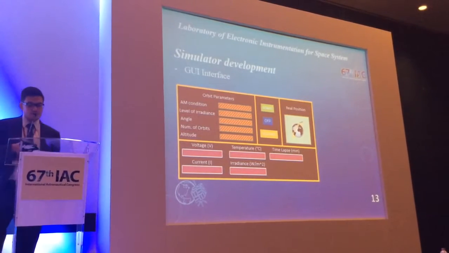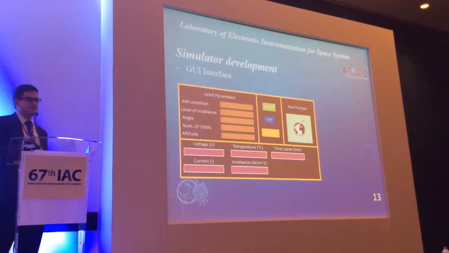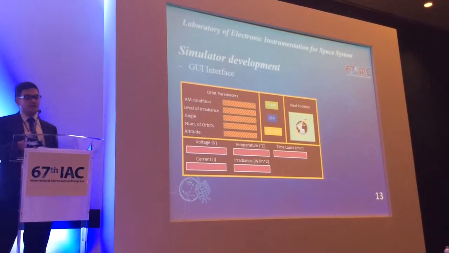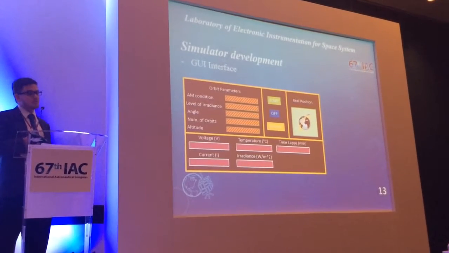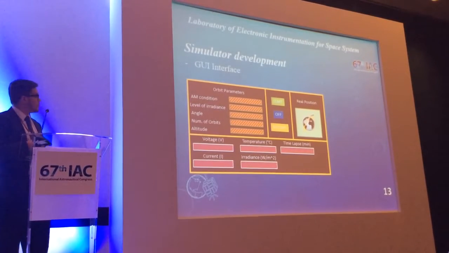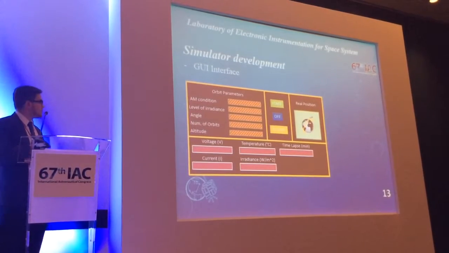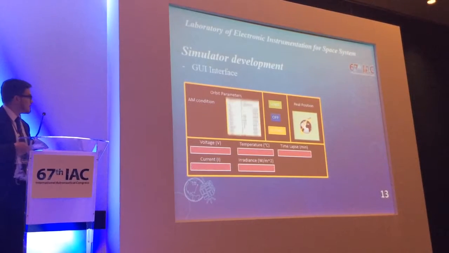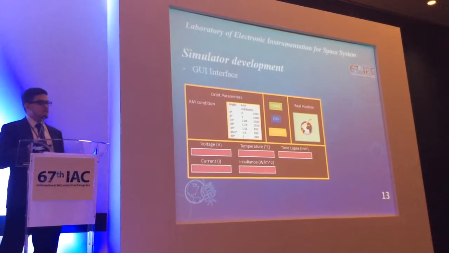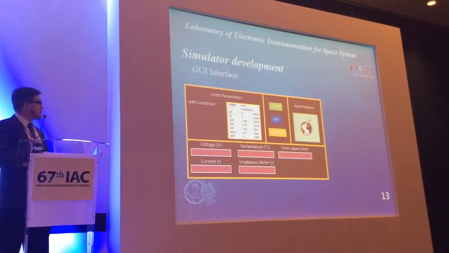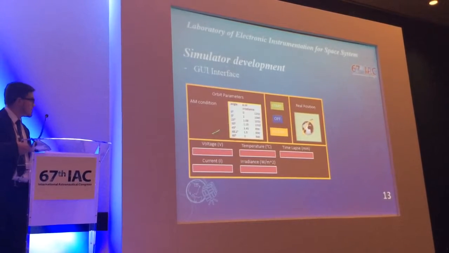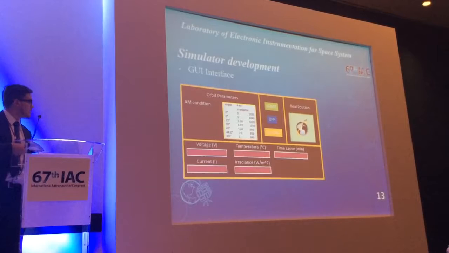And the last step was to design the graphic user interface where the user selects and determines the conditions that we have to simulate the photovoltaic panels. For example, we have here different options. One option was to have AM conditions. When we select these AM conditions, directly we establish the level of irradiance. You can see here, depending on the AM condition, we have a certain level of irradiance.